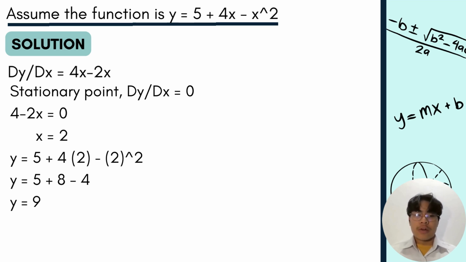Using the power rule and the constant rule, we differentiate each term until we get dy over dx equals 4 minus 2x. Now, to find the stationary points, we set the derivative equal to 0 and solve for x, which is 2. Once we have found the value of x, we can find the corresponding y value by substituting x equals 2 into the original function, which gives y equals 9.